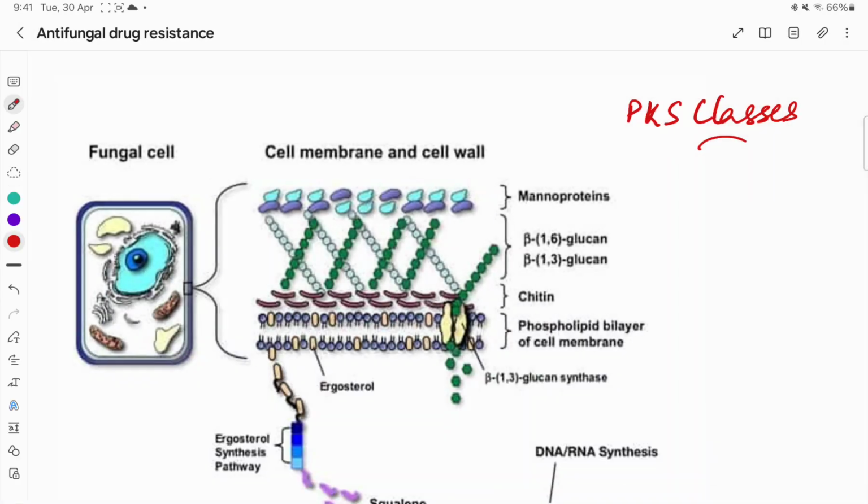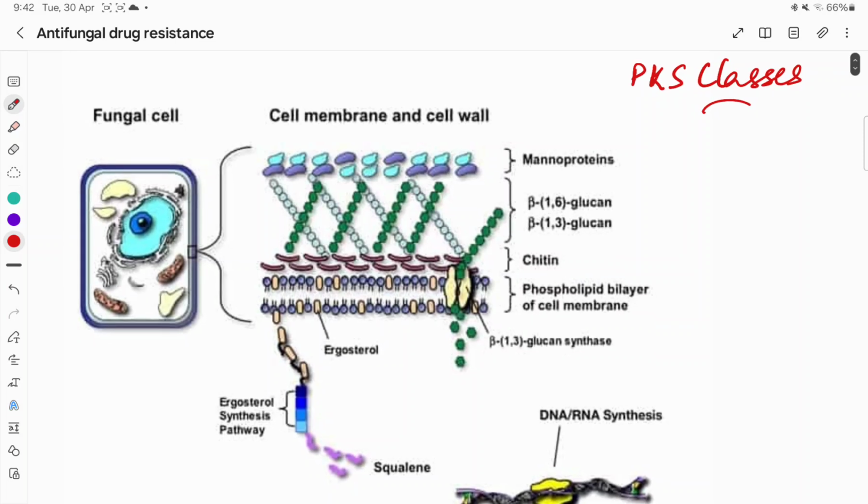Today we are going to discuss antifungal drug resistance. So before that, let us see the fungal cell.